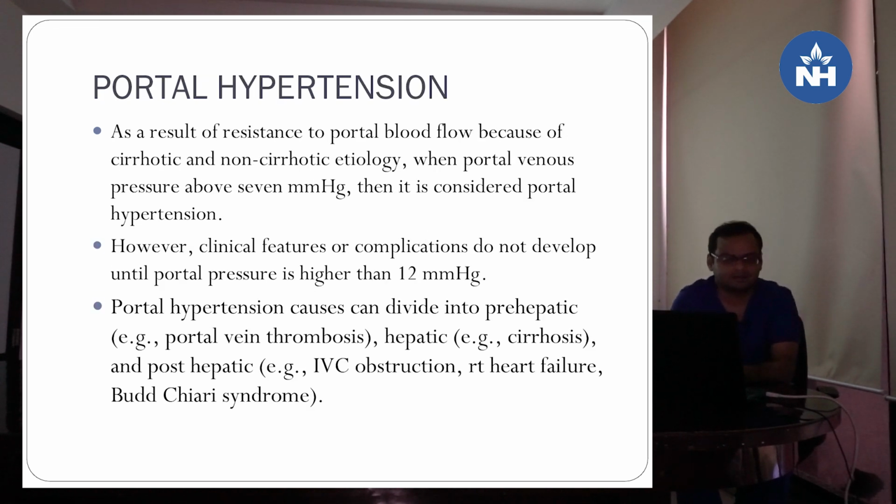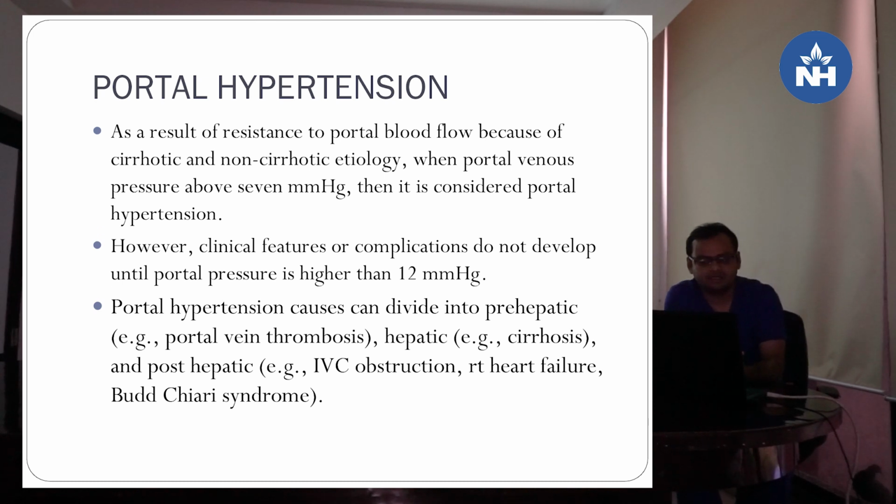Coming to portal hypertension. An increased portal venous pressure of more than 7 mm of mercury is considered portal hypertension. But clinically, when the portal pressure is more than 12 mm of mercury, we usually see the clinical features of portal hypertension. Practically, the causes of portal hypertension are divided into prehepatic, hepatic and post-hepatic. But here, as we will discuss in cirrhosis, we will mainly discuss the hepatic causes of portal hypertension.